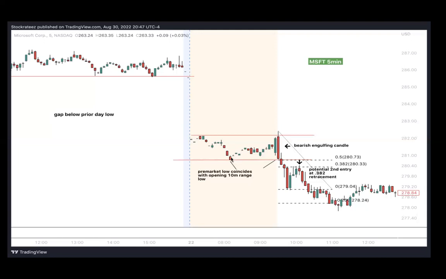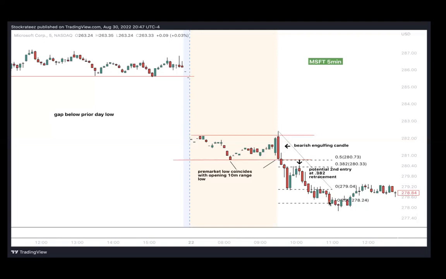And that actually coincides with the pre-market low. So when you have that, you can go short right there, or you can wait for the retracement, or you can add at the retracement. See how it pulled back. So if I draw my Fibonacci from this swing high to this swing low, we're going to reject the 0.382 retracement. That's a 38% retracement of the move.